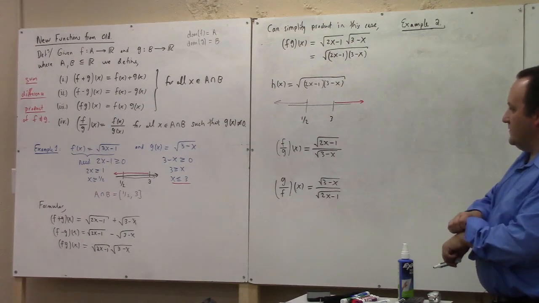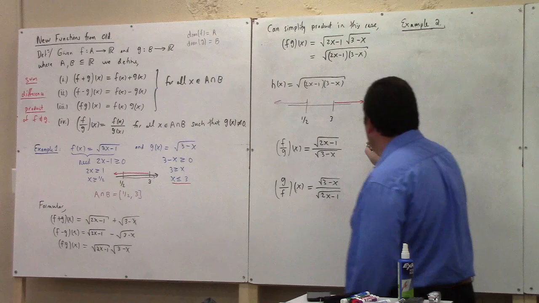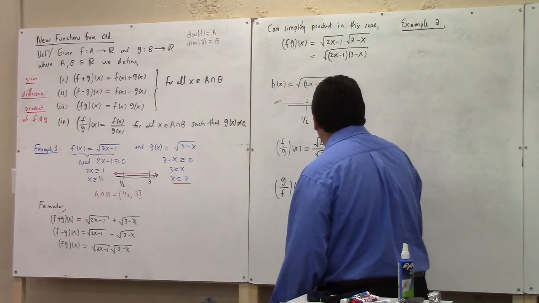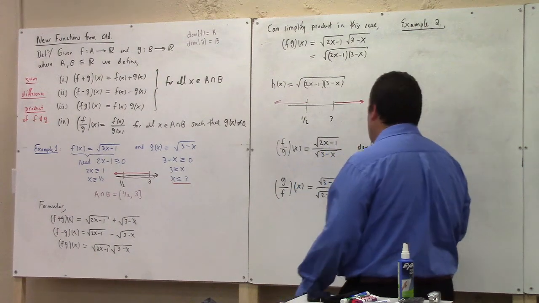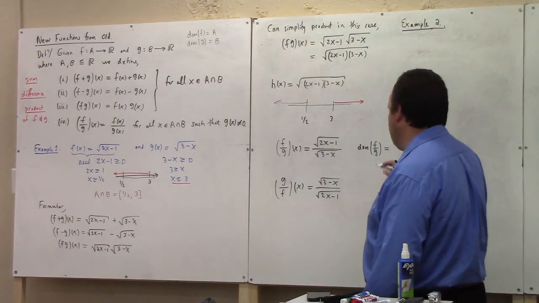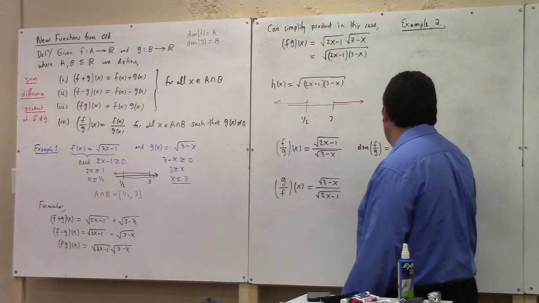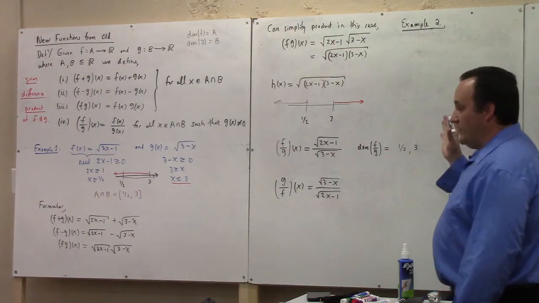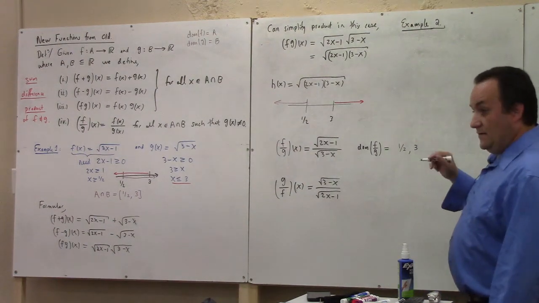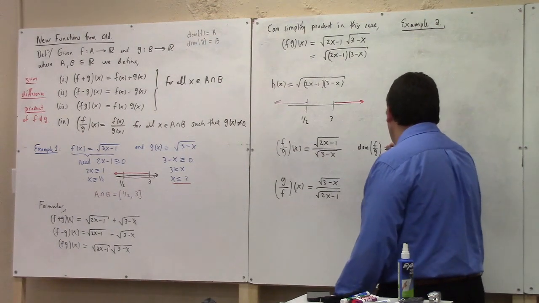And what would the domain for f over g be? It's the domain. So let me put down the numbers. 1/2 and 3. Right? It's going to be basically the intersection of A and B, and we've got to throw out points. What? Got to throw out 3. Why do we have to throw out 3? 0 on the bottom. Perfect.